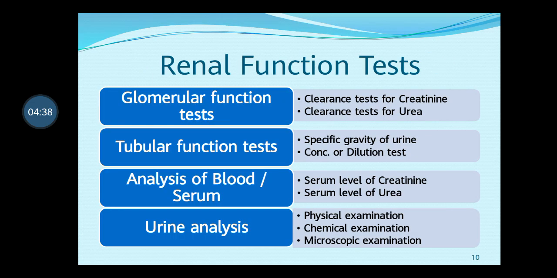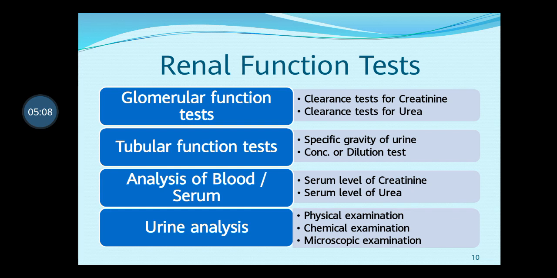This is basic classification of tests that are performed to access the renal functions. Number one is glomerular function test, that includes clearance test for creatinine and clearance test for urea. Tubular function test, where specific gravity of urine and concentration or dilution tests are performed.